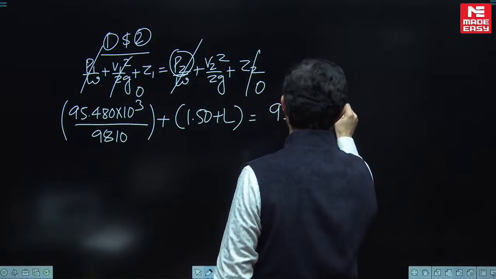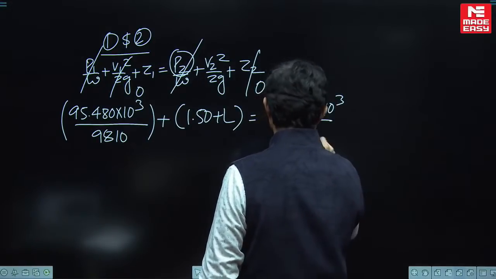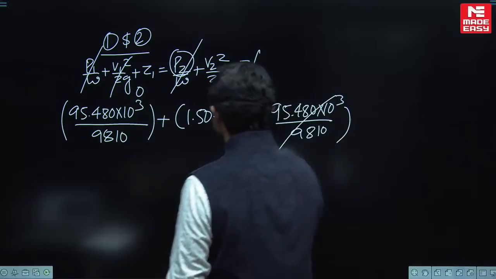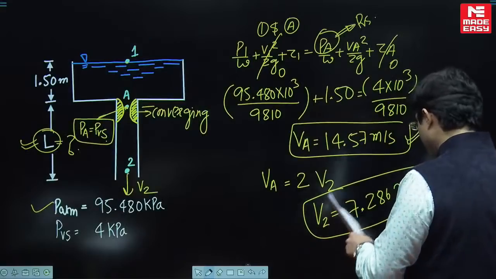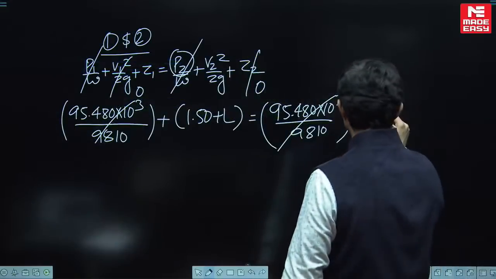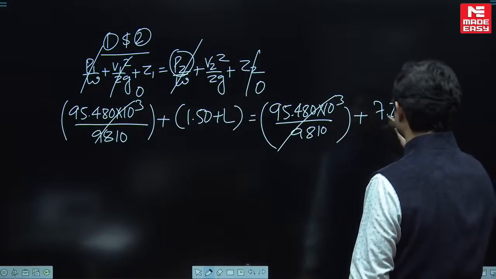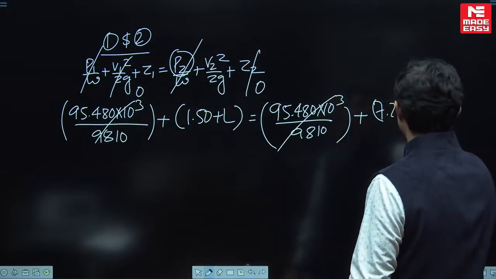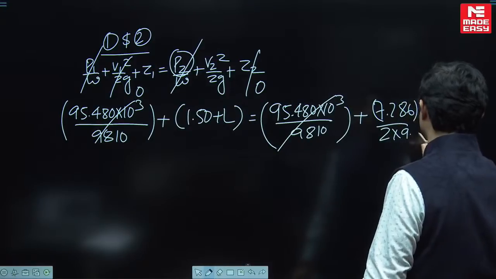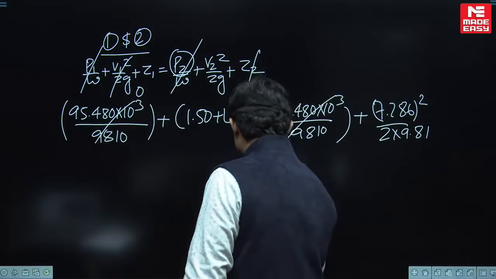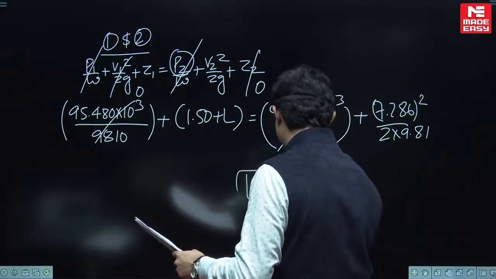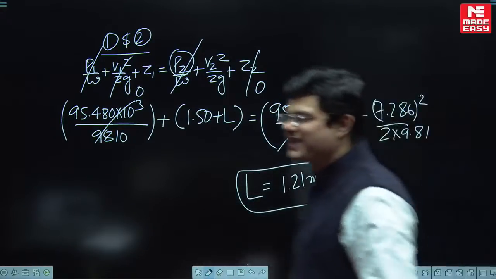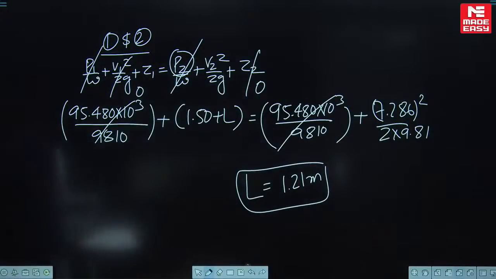95.480 into 10 to the power 3 divided by 9810, so you know this and this can be cancelled out easily, plus V2, which you have found out, 7.286 square divided by 2 into 9.81. So from here you can calculate the value of L. This will come out to be 1.21 meter and that's your answer. Fantastic question.